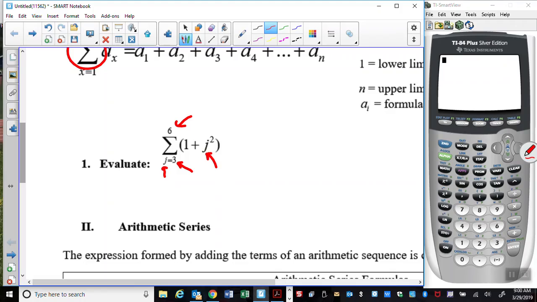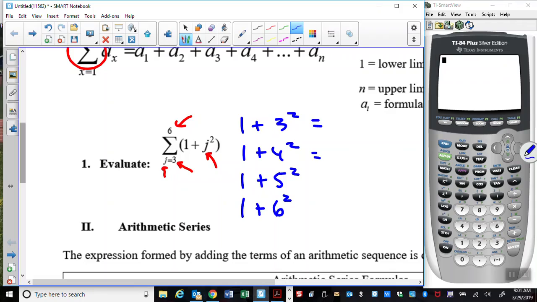All right. So what you do is you say, okay, I'm starting with 3. So I want to do 1 plus 3 squared. I want to do 1 plus 4 squared. 1 plus 5 squared. 1 plus 6 squared. I'm going to evaluate each of those. Okay, 3 squared is 9, plus 1 is 10, 4 squared is 16, plus 1 is 17, and so on.